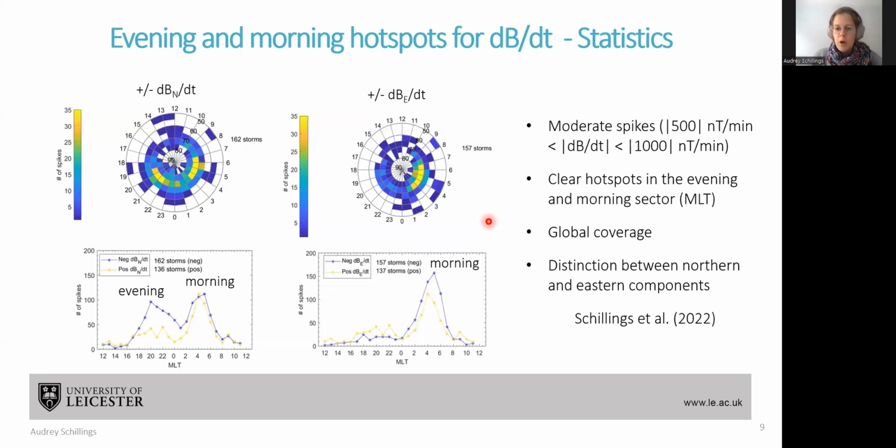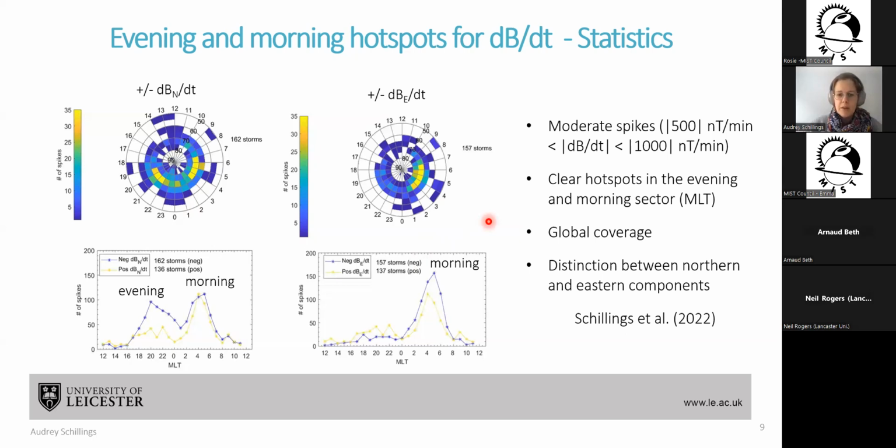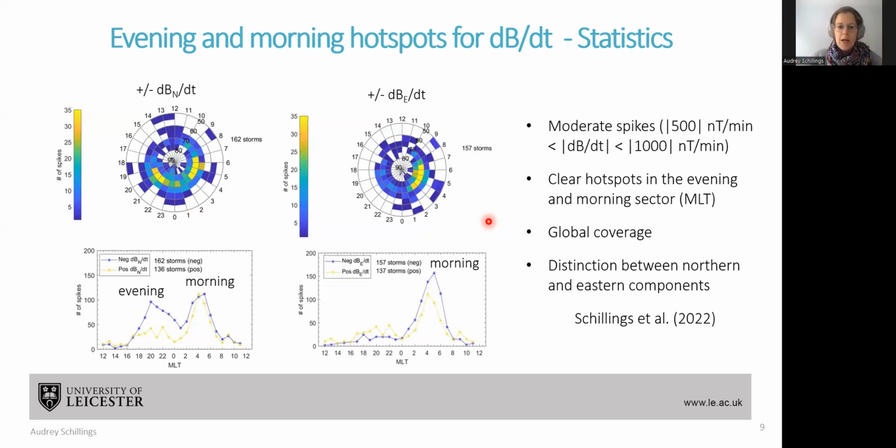This is, as I said, for global coverage. We made the distinction between the north and the east component because these hotspots have already been found more locally in other studies. So this was not completely a new result, but what we added was the global coverage, and we didn't take the usual horizontal component, and we did find that there is a difference in the north and the east component. So that was the main result.